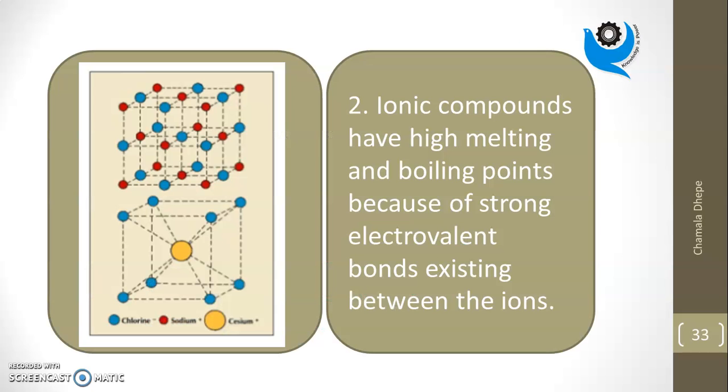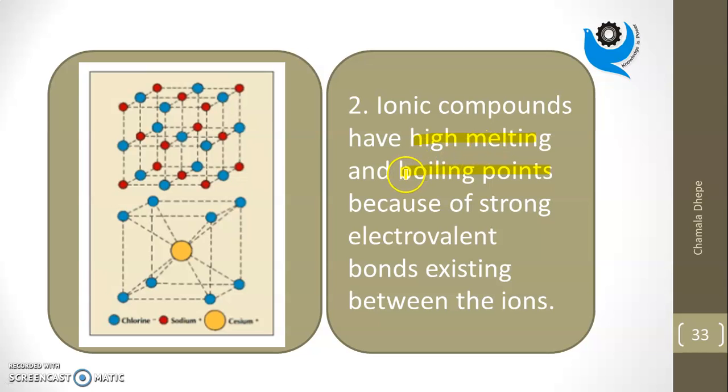So let us proceed further. See the second property: ionic compounds have high melting and boiling points. So what is melting point? Melting point is the temperature at which a solid gets converted into a liquid, or a solid starts converting into a liquid. That temperature we call the melting point.